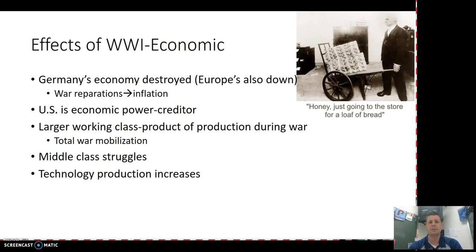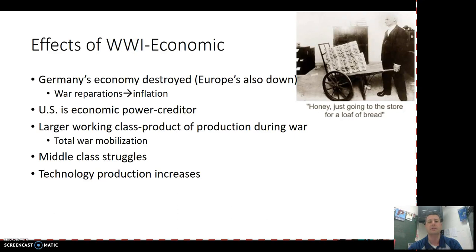Europe will also slow down. They really struggle to figure out post-war economics. So while the United States experiences a boom in the roaring 20s, Europe does not feel that. Europe really kind of kicks off the Great Depression. Those war reparations that Germany has to pay lead to extreme inflation.